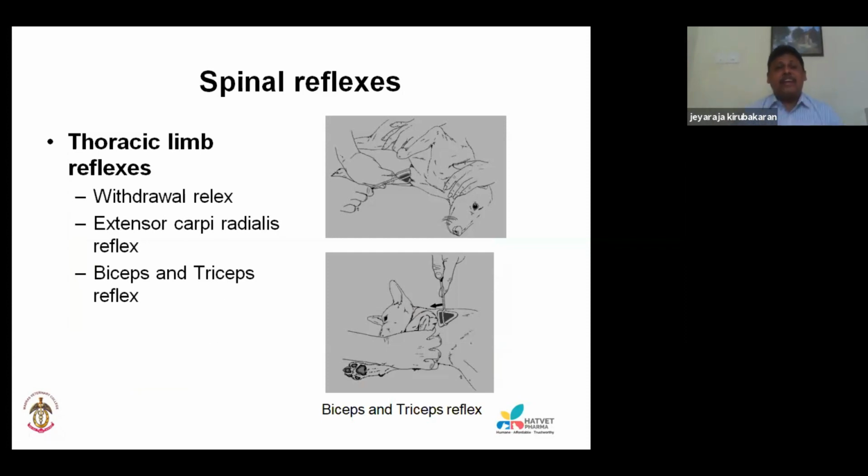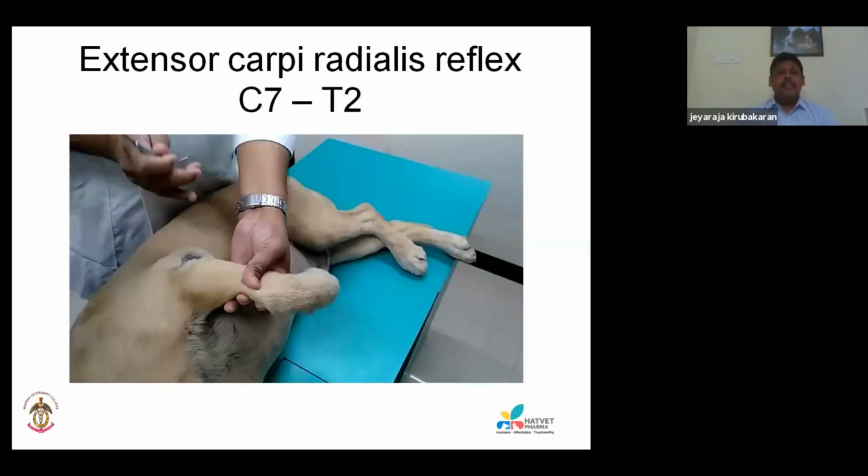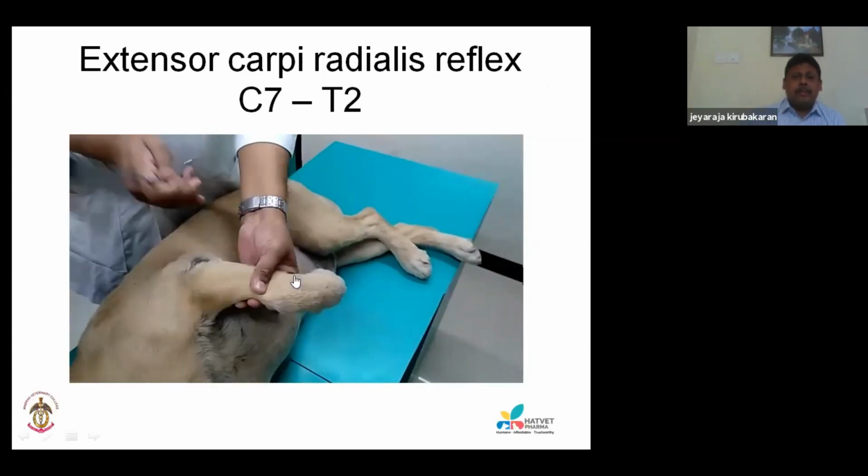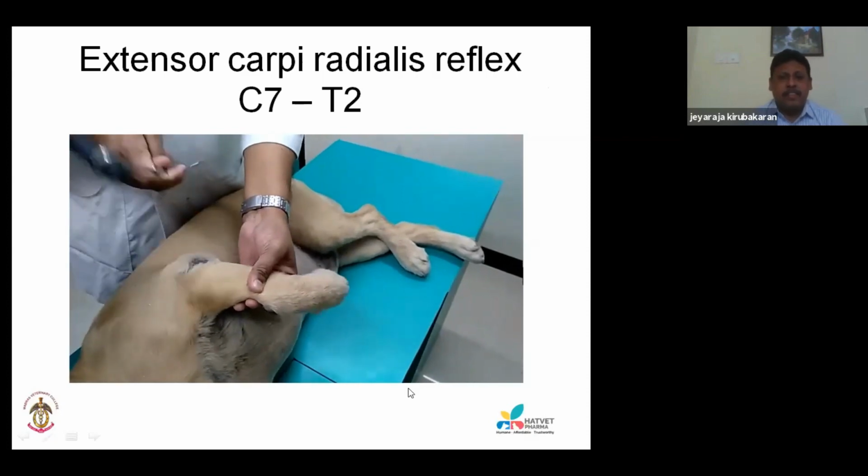I'm not doing the entire thing, just selectively the important 4-5 reflexes. That is the extensor carpi radialis, which localizes the segments C6, C7 to T2, as well as the connected peripheral nerves which come out of this segment. I am hitting the belly with that, and you can see the twitch there. That is the extensor carpi radialis.